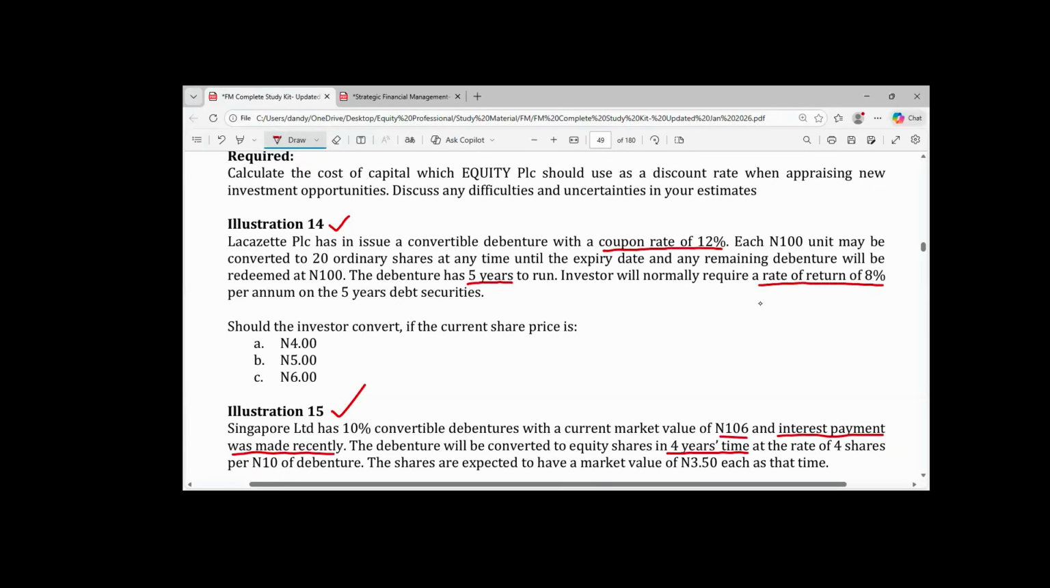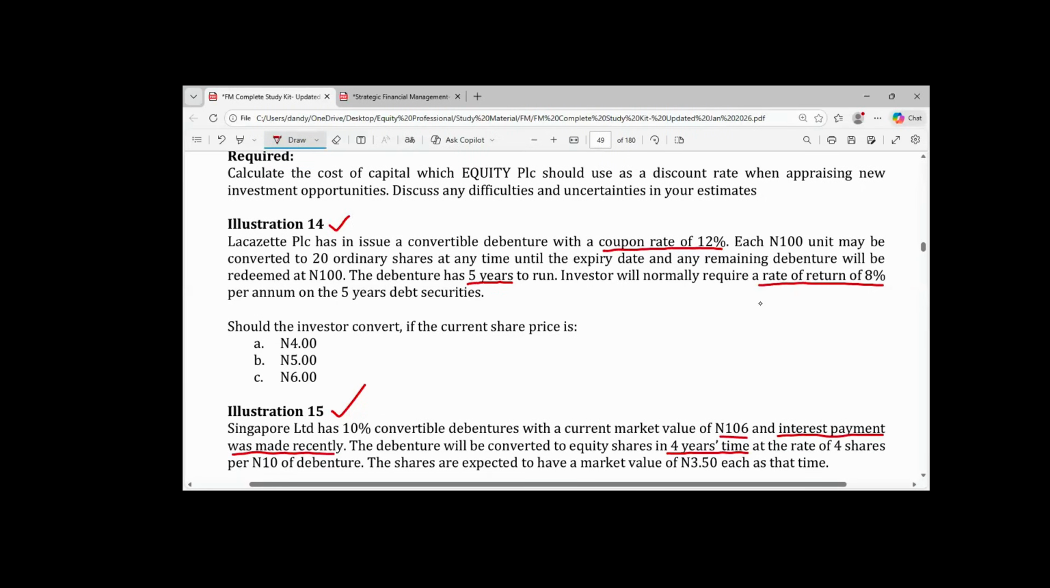Thank you, Joshua, once again. Yes, to solve this question, you must understand the requirements. You must understand what examiner wants you to do. You are to advise whether investors should convert at the current share price of 4 naira, 5 naira, and 6 naira. So to solve this question, you need to ask yourself, what am I supposed to do? Examiner is asking me to advise whether they should convert at 4 naira, 5 naira, and 6 naira. What exactly am I supposed to do?